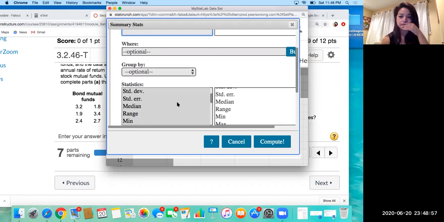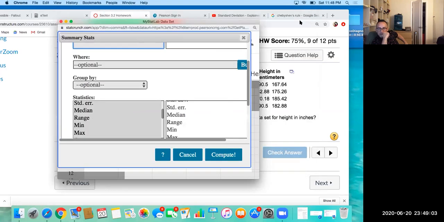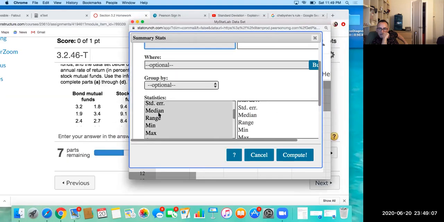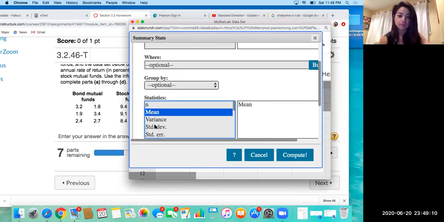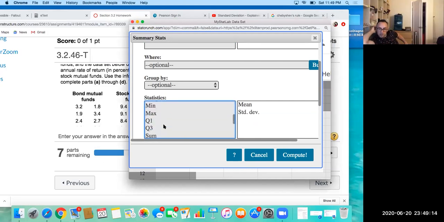And I want to do, it was asking me for. Does it have a CV? I doubt it, but just want the mean and the standard deviation. We're going to do the means. And I'm assuming it's a sample, so we can just do standard deviation.